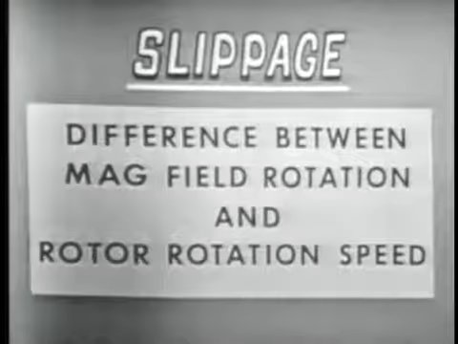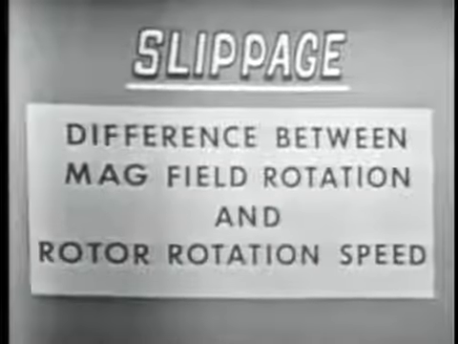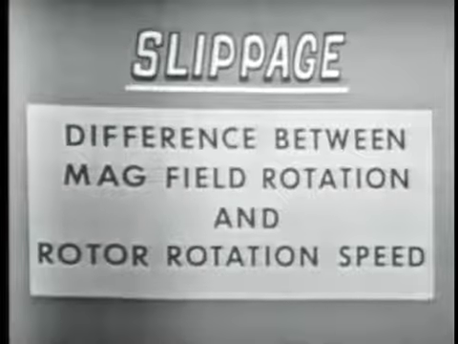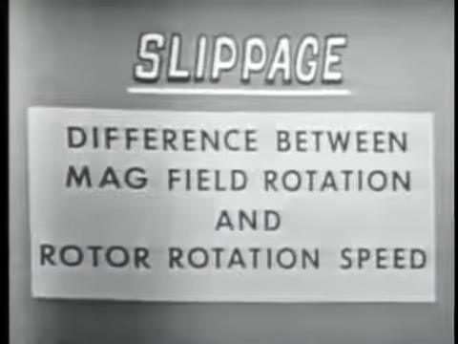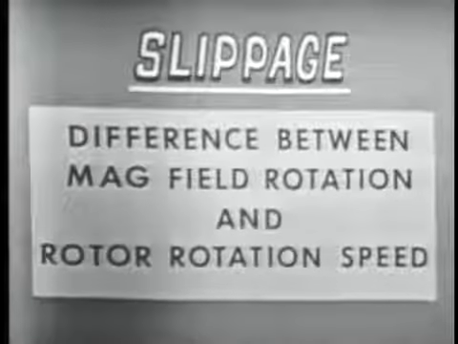Well, it slows down a lot because it's got work to do. There's more drag on it. Right. That's the way. So the rotor does then turn slower than the magnetic field. I think we've proved that point, Bob. Right. Now, the difference between magnetic field rotation speed and rotor rotation speed is called slippage. And the greater the load on the motor, the greater the slippage.